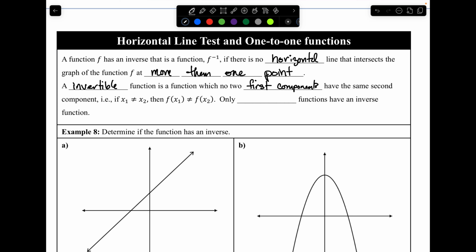And how does this relate? Well, only these invertible functions have an inverse function, which means that these one-to-one functions, where every x is only going to have one y and every y is going to have one x, this is going to exist. So only invertible functions, or aka one-to-one, are going to have inverses that are going to be functions themselves.